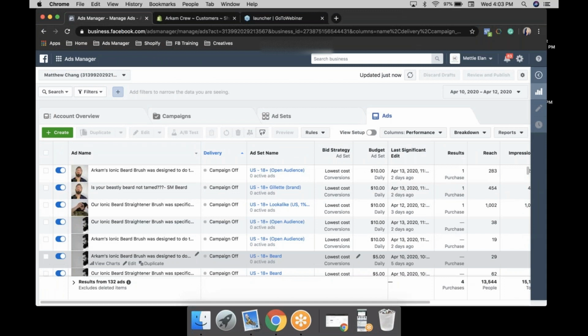When you look at the amount spent, you look at the campaign, ad set, and ad level, all three levels.